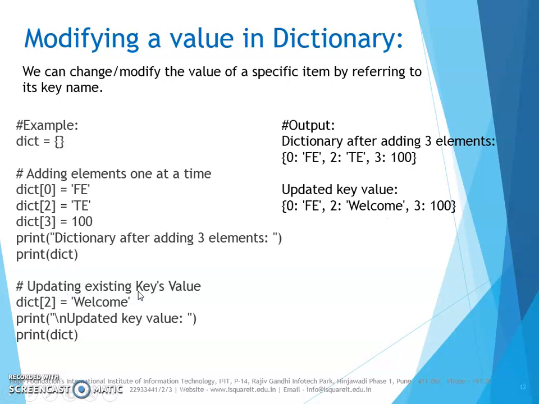Now we want to update this. We want to change a particular value, or modify a value. At the second key, instead of TE, we now want welcome as a new string. So we have assigned dict[2] = welcome, and we want to print this dictionary. Then it will be printed as 0: FE. So instead of TE, now welcome is there as we have updated it, and 3: 100.